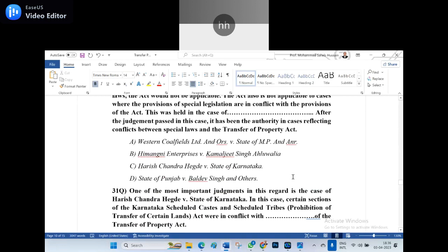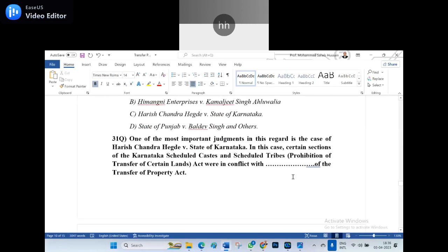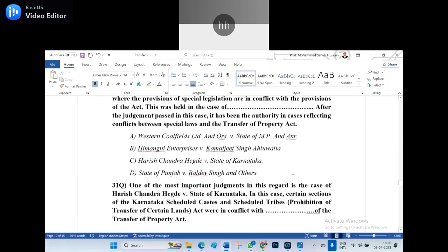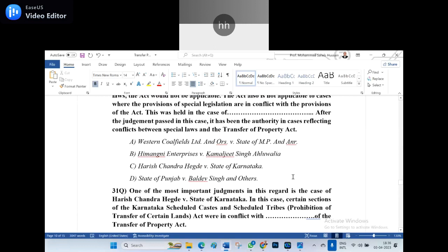A. Western Coalfield Limited and others versus State of MP and others. B. Hemangni Enterprises versus Kamaljeet Singh Ahluwalia. C. Harish Chandra Hegde. I think I already dealt with this case law, because when the special act is there, the Transfer of Property Act will not work.